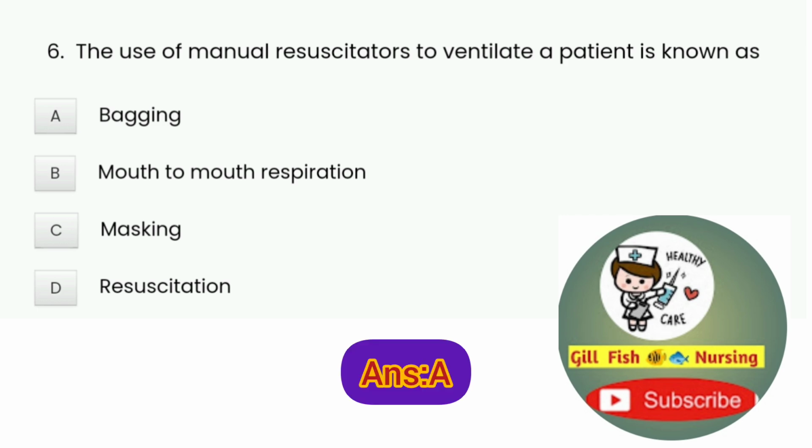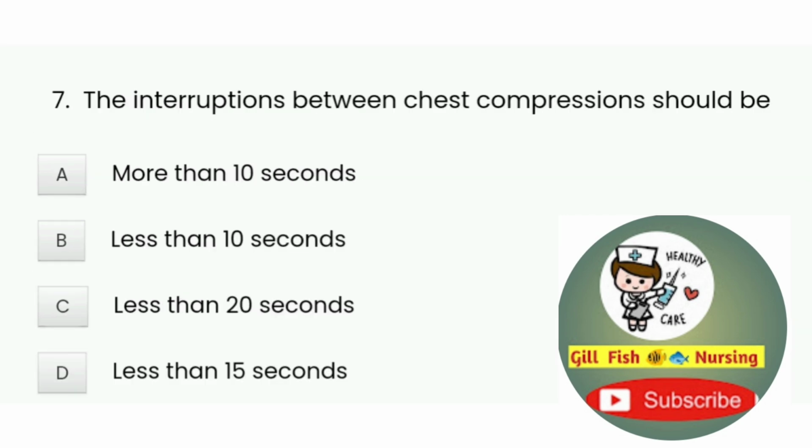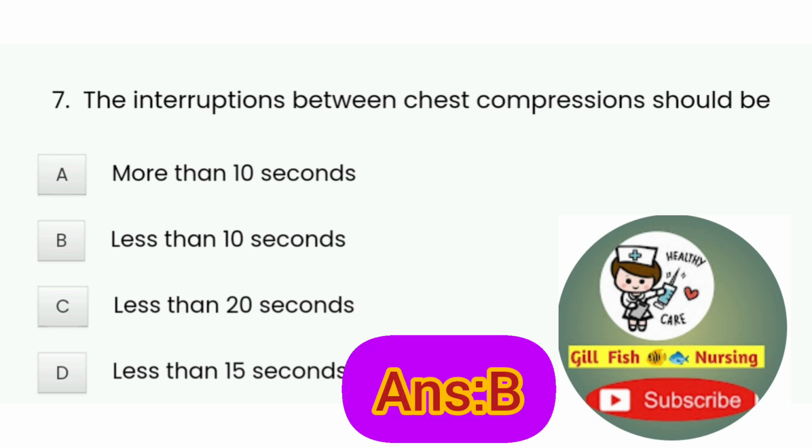Okay, next question. The interruption between chest compressions should be option A, more than 10 seconds, option B, less than 10 seconds, option C, less than 20 seconds, option D, less than 50 seconds. What could be the correct answer? Usually we keep the interruption to less than 10 seconds. So option B, less than 10 seconds is the correct answer.